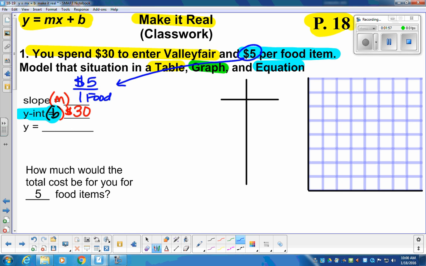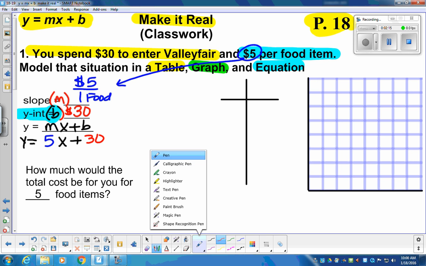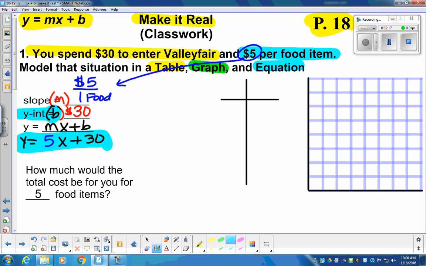There's that movement. The equation then, based on what we learned yesterday, is just y equals mx plus b. Y stays a stop sign, x stays a stop sign. But we do know now that the slope of this is going to be 5, x is a stop sign, and the y-intercept is 30. Now notice, we got all of that information just from the words. The equation is y equals 5x plus 30.